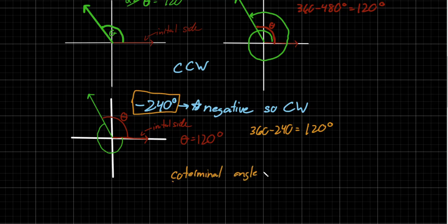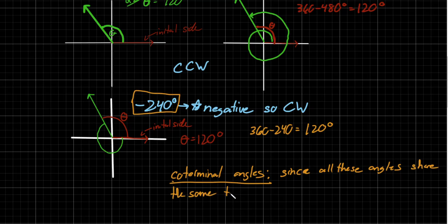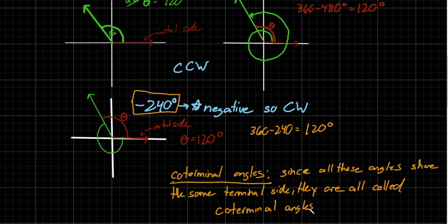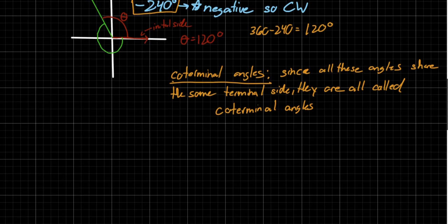angles. Since all these angles share the same terminal side, they are all called coterminal angles. There we go.